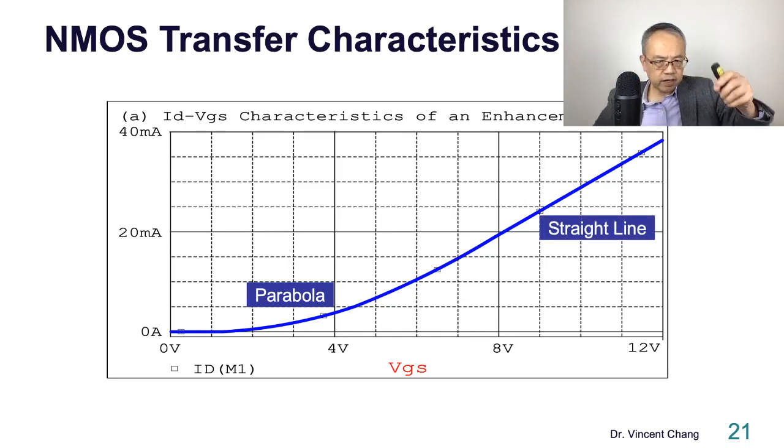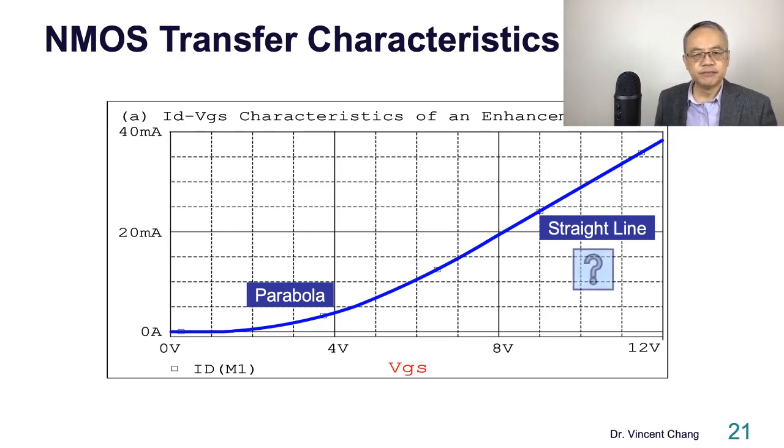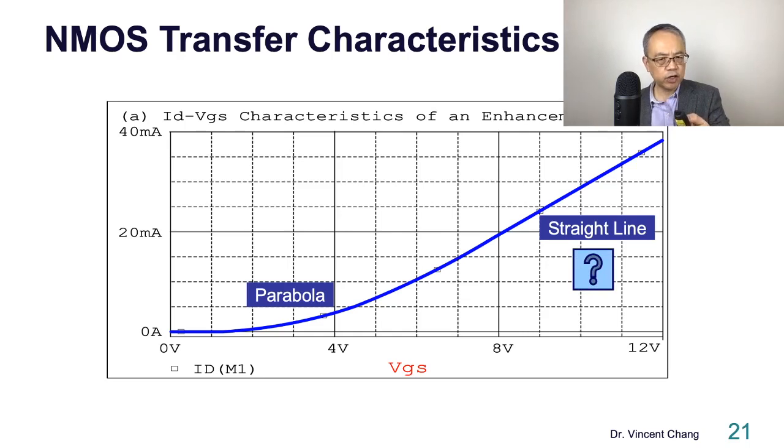When VGS gets higher, it's not a parabola anymore. So it changed. So what happened? This is the result of the SPICE simulation. So what happened? Why does the parabola turn into a straight line for ID versus VGS? So now I want you to pause for 5 minutes to think deeper about this.